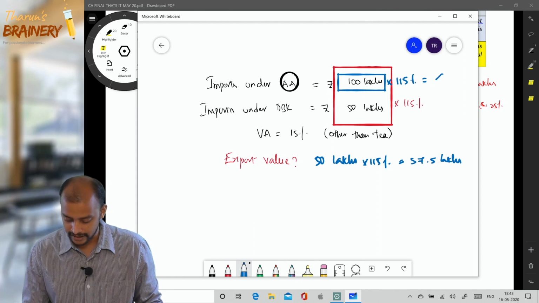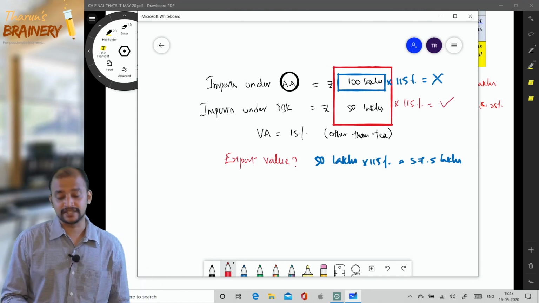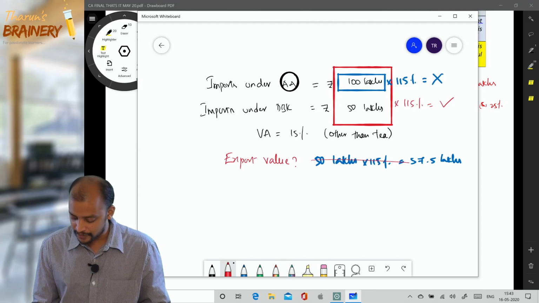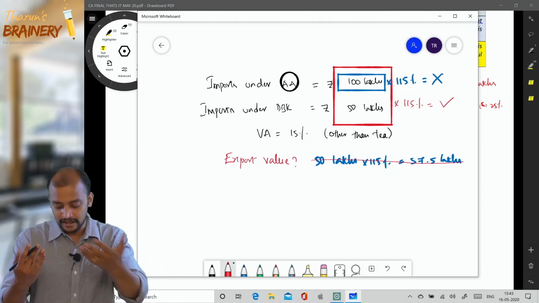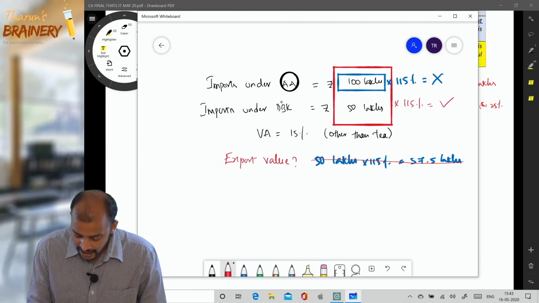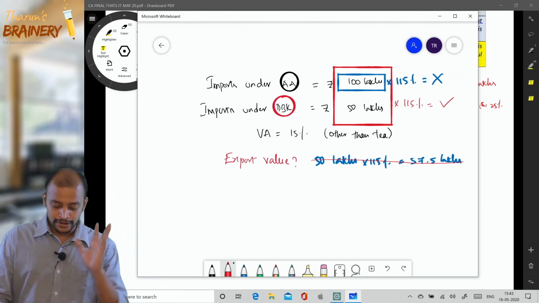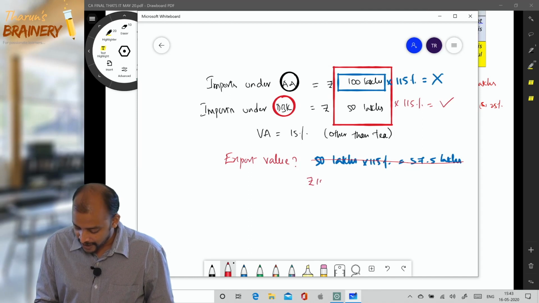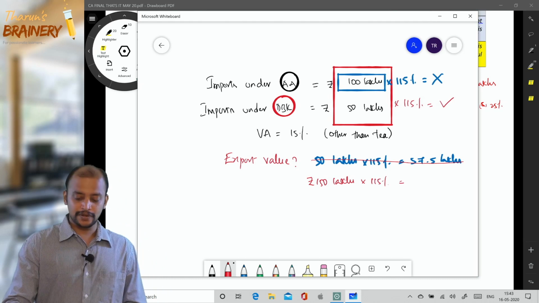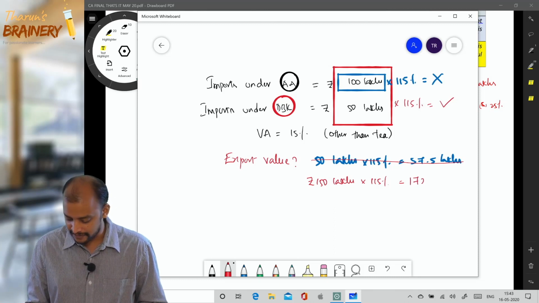So this is wrong here. We need to take both, multiplied with 115%. Why? We should not take only 100 lakhs into 115%. We should take 150 lakhs, because even DBK is an export incentive. So therefore, it will be 150 lakhs into 115%. So 150 plus 15%, that is 172.5 lakhs will be the export value.